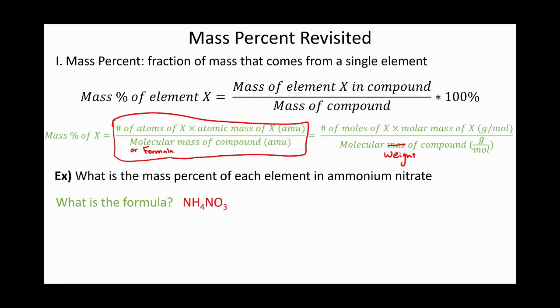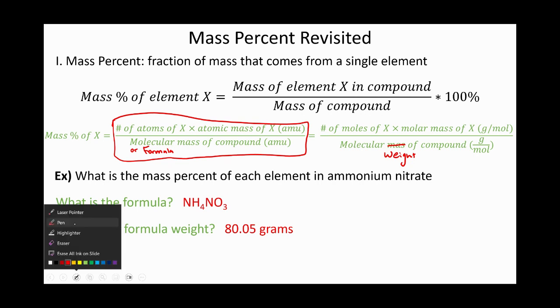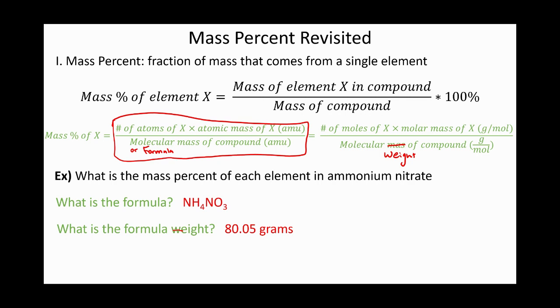Since part of doing this calculation means you need to know the formula mass of the compound, we calculate the formula mass by counting the number of nitrogens, multiplied by their atomic mass, the number of hydrogens, and the number of oxygens. In this case it shouldn't be the formula weight but the formula mass, because we're only talking about one of these. And don't get too caught up in the exact terminology of mass versus weight.